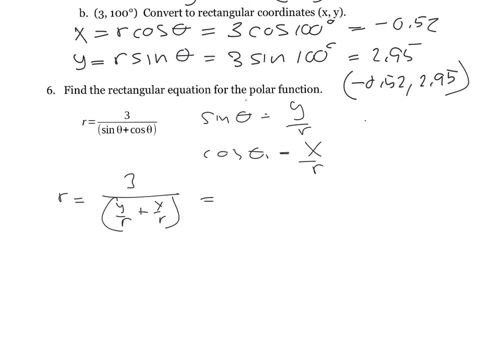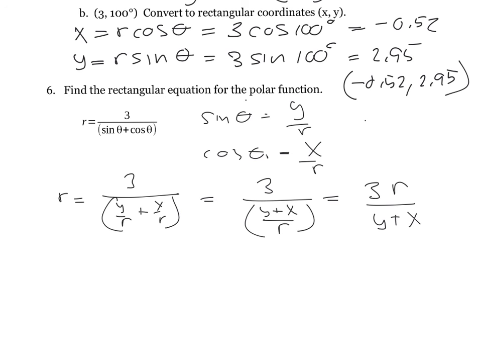Now, these two fractions that I'm adding have a common denominator, lucky me. So that becomes y plus x over r. And that becomes 3r over y plus x. Why did I do that? I'm multiplying by the reciprocal. Whenever you've got something scary in your denominator, multiply by its reciprocal.